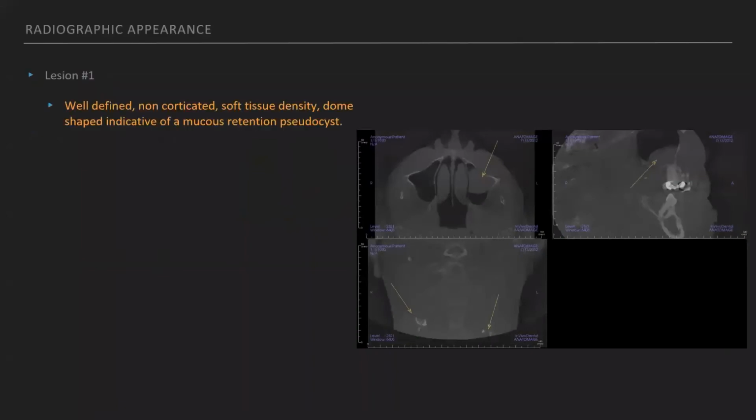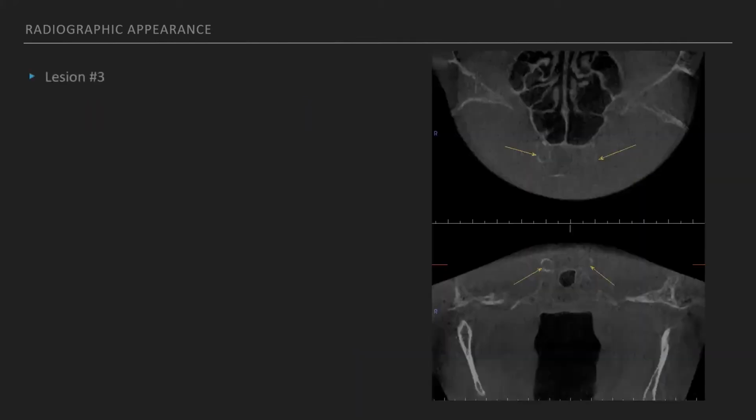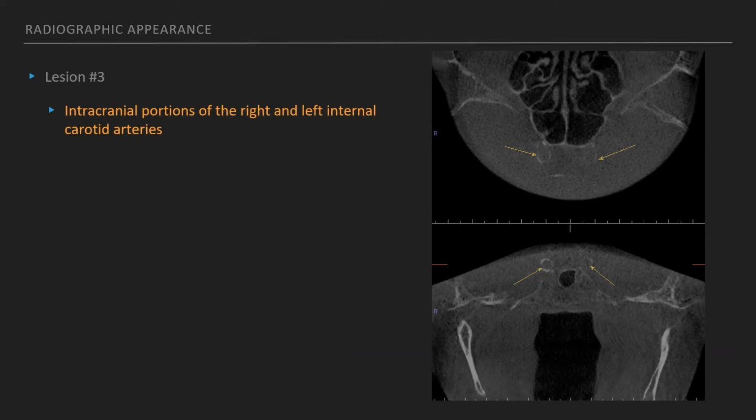So again, lesion 1, we saw a well-defined non-corticated soft tissue density, dome-shaped, indicative of mucus retention pseudocyst. On lesion 2, we saw those defined bilateral hyperdense lesions within the carotid space, indicative of carotid calcifications. And then again, at the end, we saw this nice intracranial portion of the right and left internal carotid arteries. While those findings aren't associated with increased risk for stroke, it may point to some generalized cardiovascular disease. So again, very important to recognize these incidental findings and put them in your report, or at least let the patient know to talk to their primary care physician.